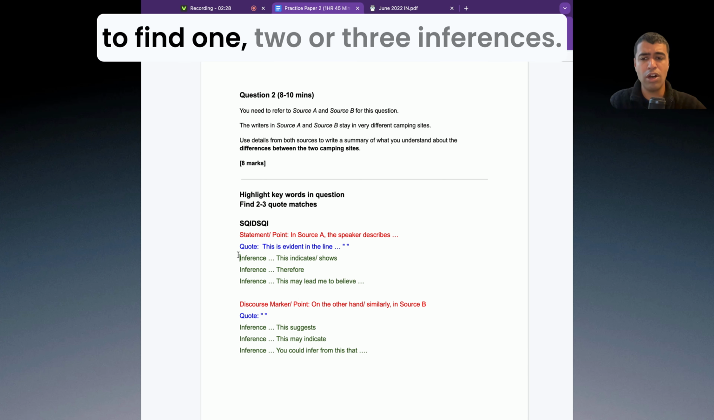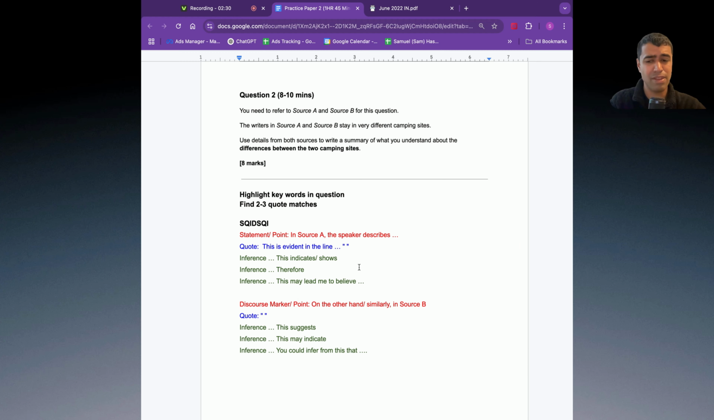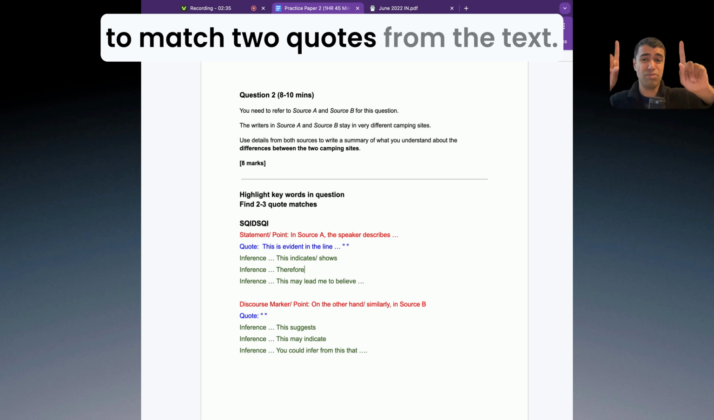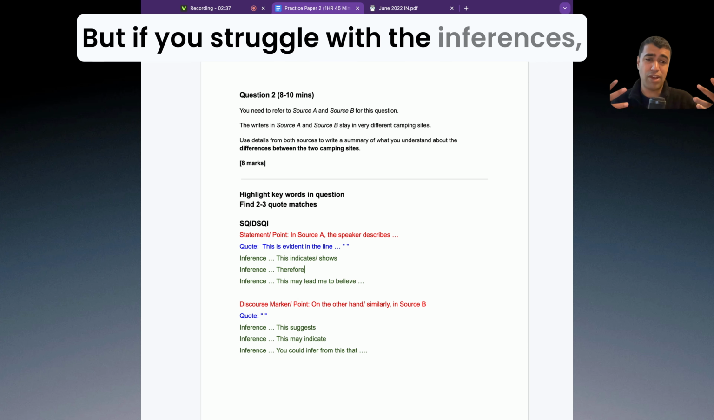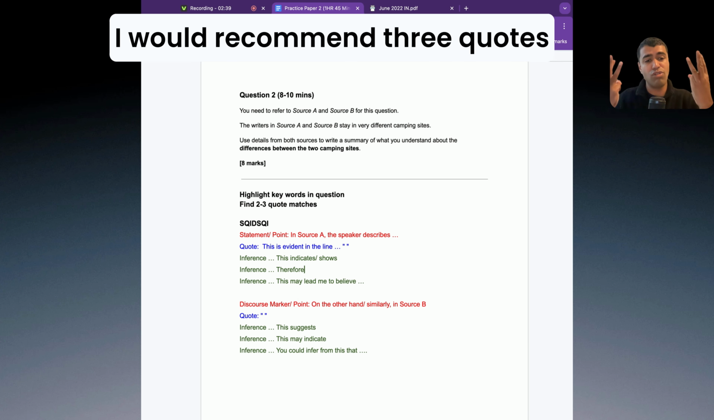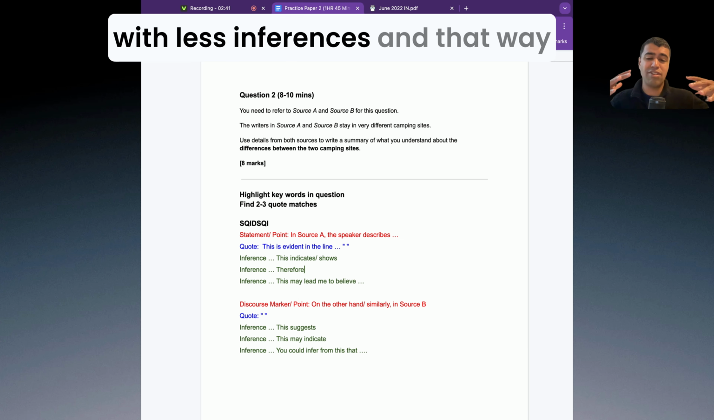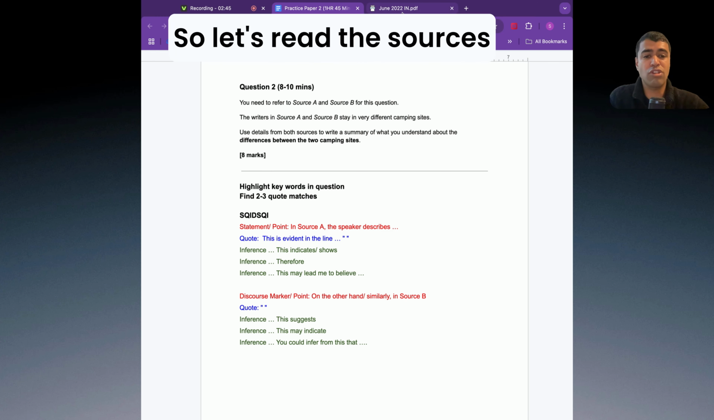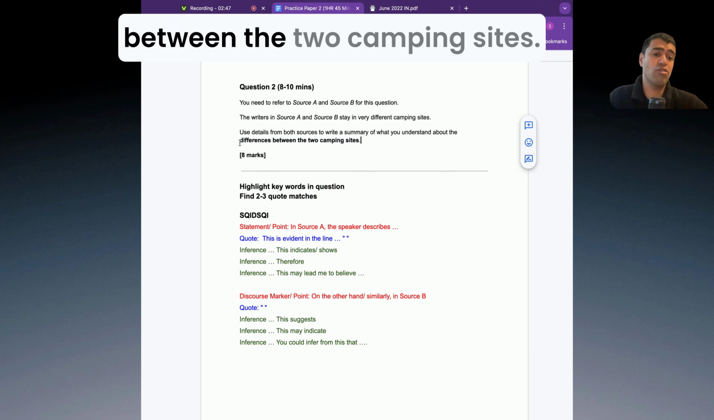And you want to find 1, 2, or 3 inferences. If you find a lot of detailed inferences, you only need to match 2 quotes from the text. But if you struggle with the inferences, I would recommend 3 quotes with fewer inferences. And that way you can still get a lot of marks. So let's read the sources and find the differences between the two camping sites.